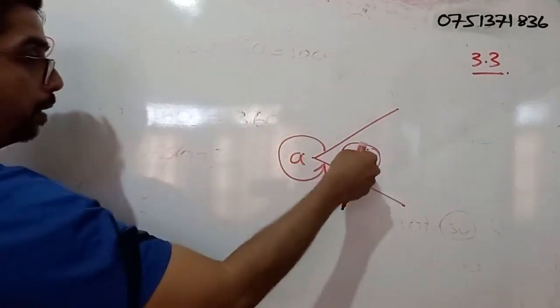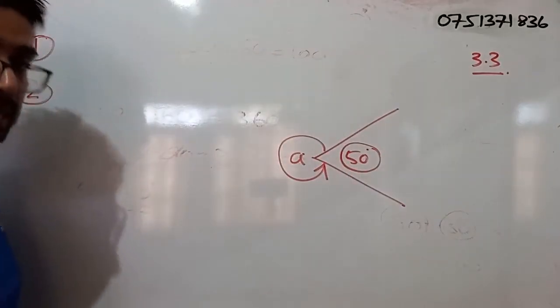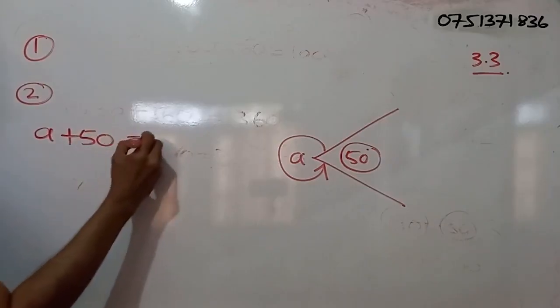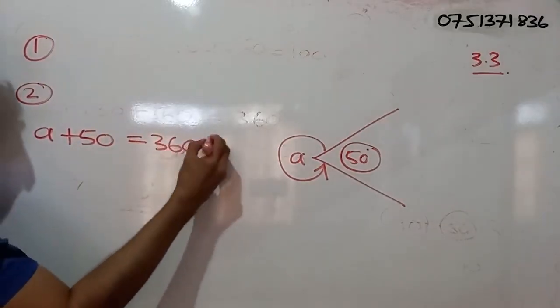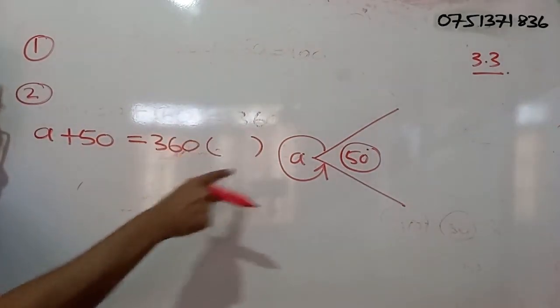Right? And what are these two angles? Those are adjacent angles, no? Right. So A plus 50, that is equal to 360. So within brackets you have to write the reason, right? Adjacent angles around the point.